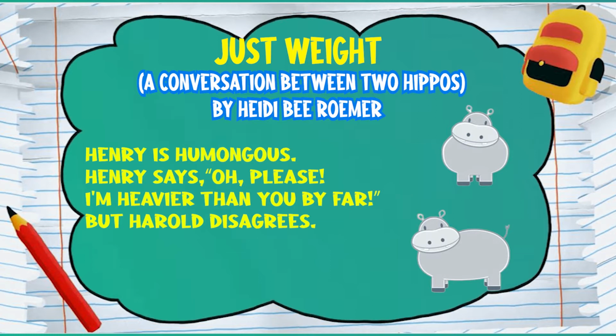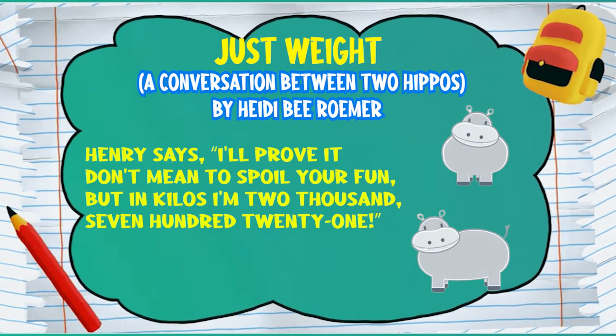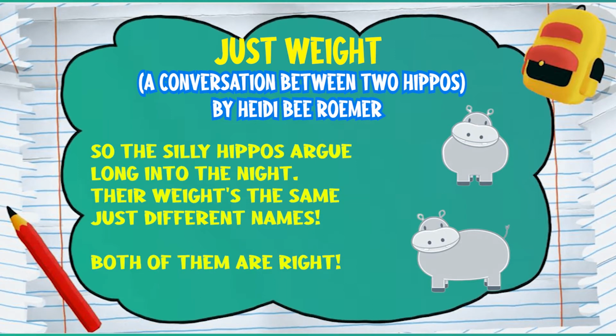Henry is humongous. Henry says, "Oh, please, I'm heavier than you by far." But Harold disagrees. Henry says, "I'll prove it. Don't mean to spoil your fun, but in kilos, I am 2,721." So the silly hippos argue long into the night. Their weight's the same, just different names. Both of them are right.